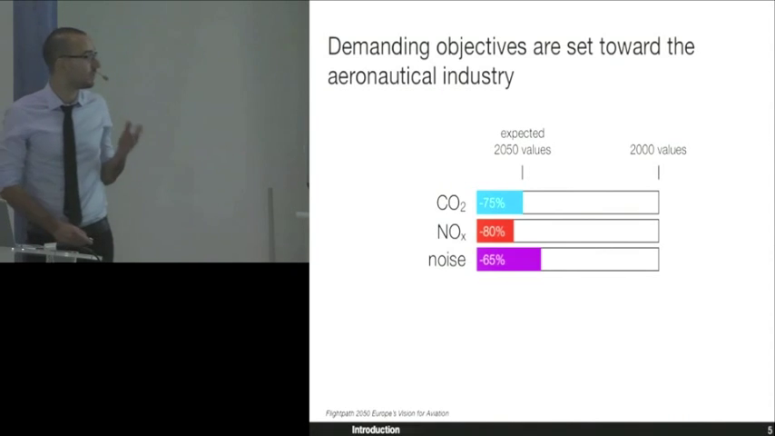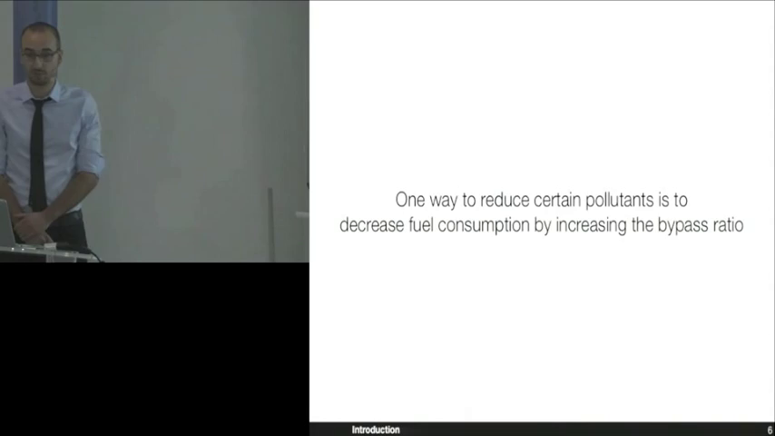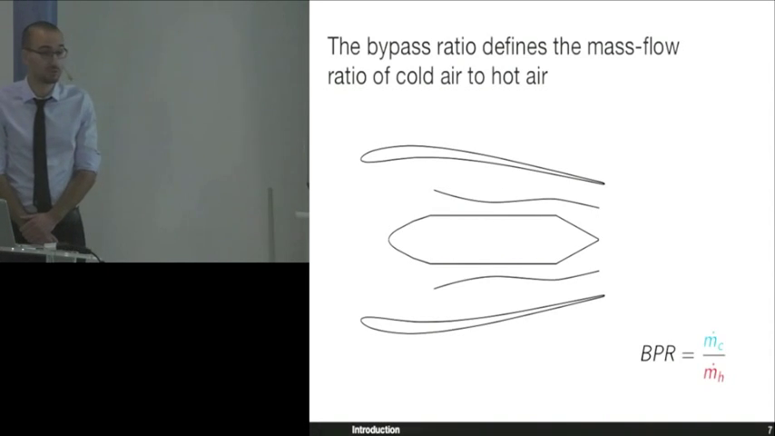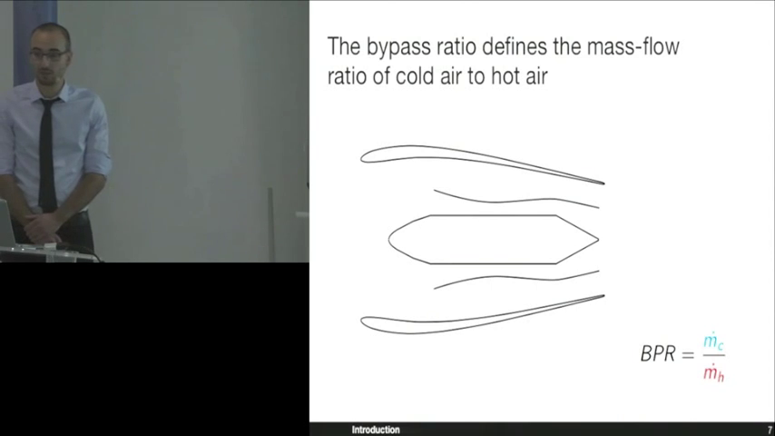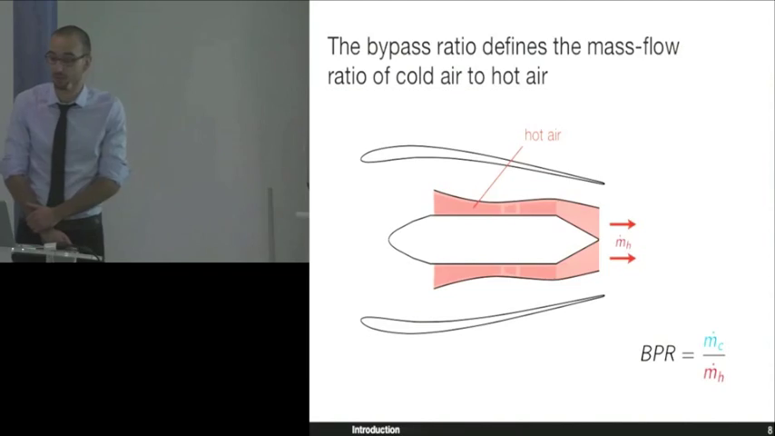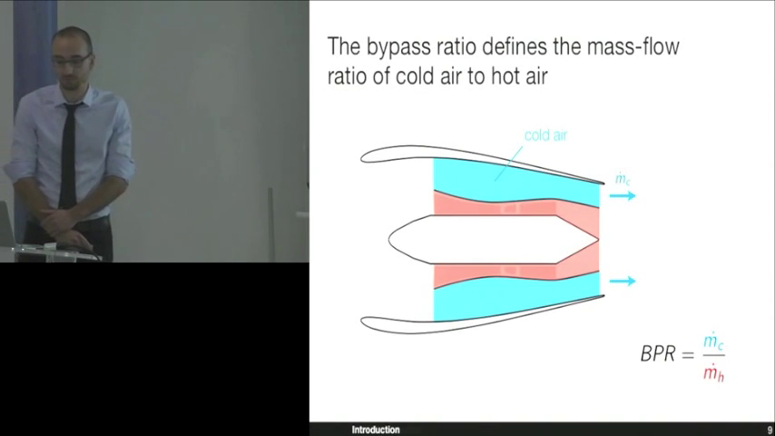One way to reduce certain pollutants is to decrease fuel consumption by increasing the bypass ratio. The bypass ratio is defined as the mass flow ratio of cold air to hot air. The hot air is the air that goes through the core of the system, so through the compressor, combustion, and turbine stages, while the cold air is the air that does not go through this core of the system.